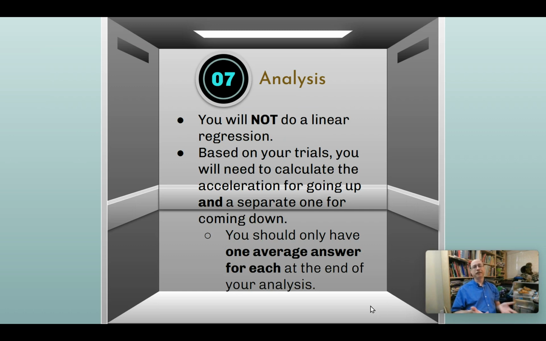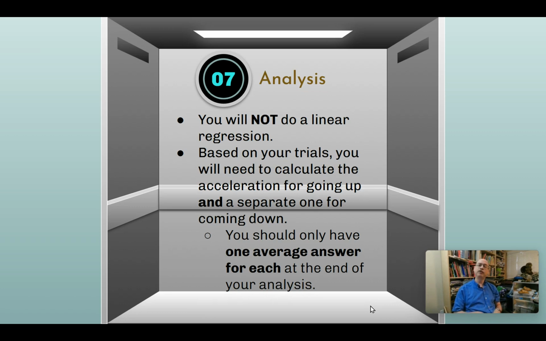Now for your analysis, hey, good news. You don't have to do a linear regression for this one. But what you'll need to do is some calculations, basically like the ones that we do in class in the examples that we were working through, where you're using your apparent mass and your true mass together to calculate the acceleration of the elevator as it goes up, and that's one set of calculations, and another set of calculations for coming down.